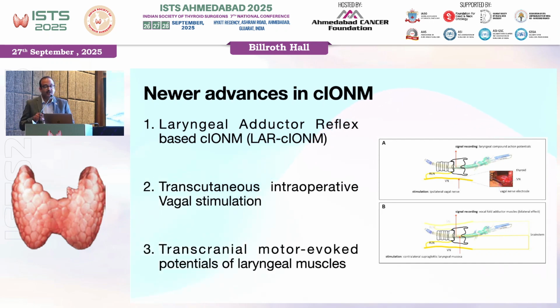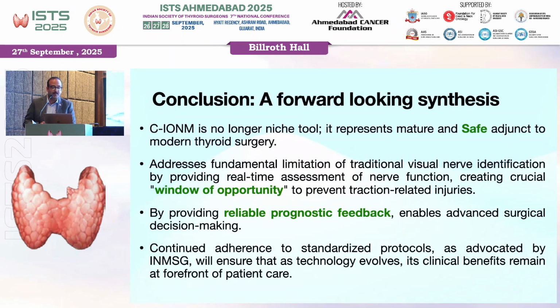Now, there are sometimes concerns about endoscopic or robotic thyroidectomies because you don't have the exposure to the vagus. And can we do continuous nerve monitoring in these patients? We can, but this is still a little bit in infancy where they use transcutaneous or transcranial stimuli. But again, the results have not been reproducible, but the most promising is the laryngeal adductor reflex based continuous nerve monitoring. So just to conclude, that's my last slide, that it's no longer a niche tool.